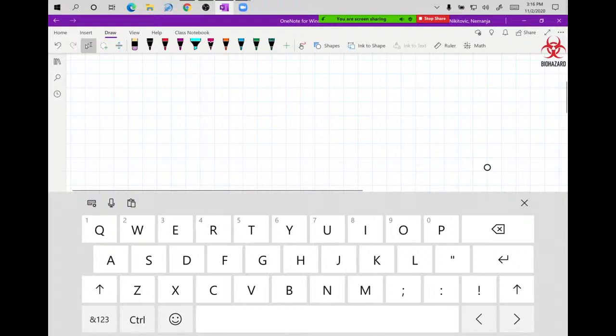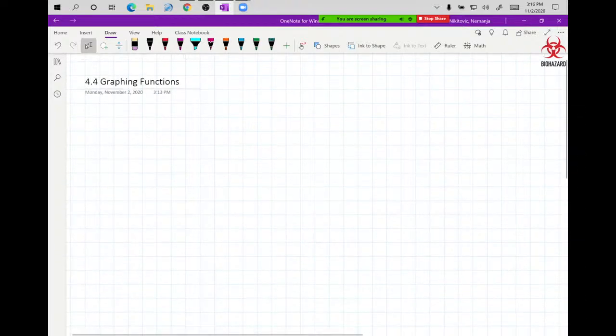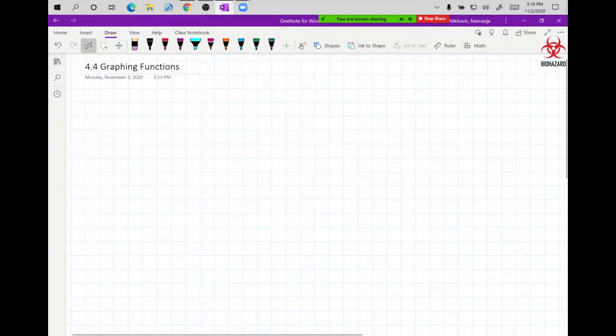Hello and welcome back to Calculus 1, section 4.4 on graphing functions. The goal here is to learn how to graph functions without using software. And it's not functions like x squared or x cubed or sine x, which are the functions that you have memorized. These are the functions that are obviously more involved.